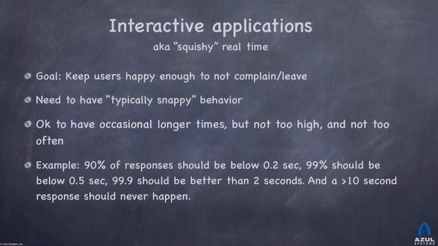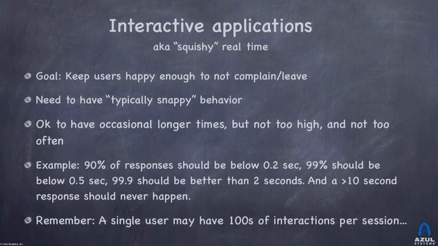Examples of how those tend to be described: you'll say 90th percentile would be in hundreds of milliseconds because I want really snappy. 99th percentile will be below half a second. 99.9 percentile, one in 1,000, could be as bad as 2 seconds. And I never want to see anything bigger than 10 seconds in the system. That's a common thing. This is actually a fairly lax requirement for an interactive Ajax portal these days. Note that it's okay to cross these lines. It's just how often.